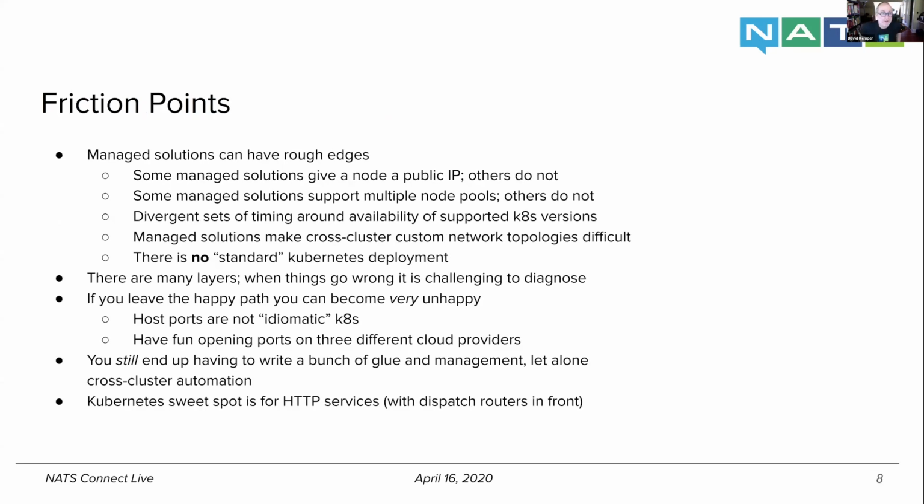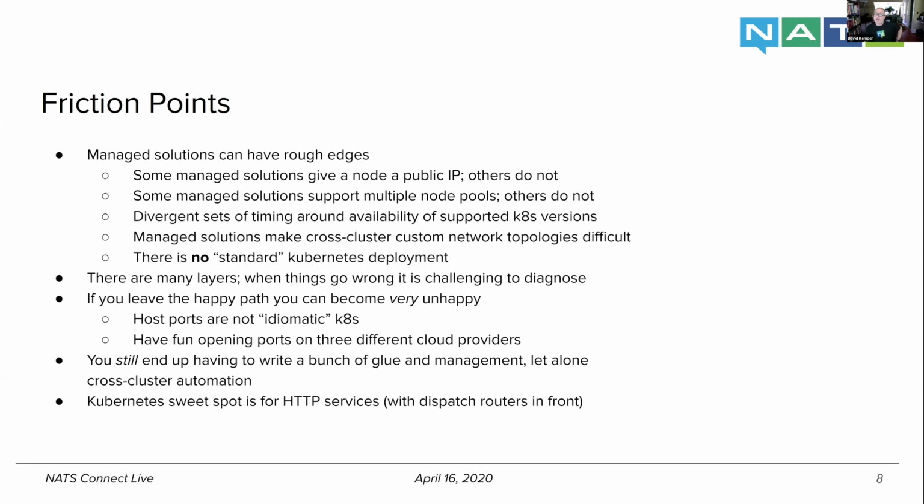Overall, there are certain friction points. Managed solutions can have rough edges. It's very convenient to spin them up, and it takes some of the management headache from you. But some managed solutions give a node a public IP, others do not, and that changes over time. So for example, AWS used to not give the public IP. Now it does by default, but Azure does not, although I think there's a beta feature for it. Some managed solutions support multiple node pools. Azure does not. Again, they've got a beta feature that will allow that.